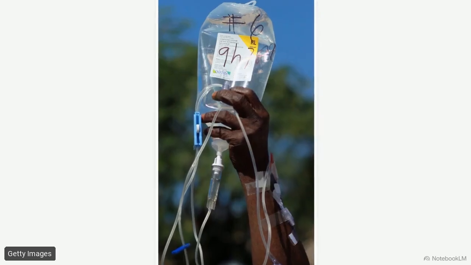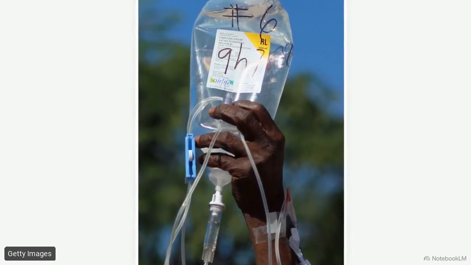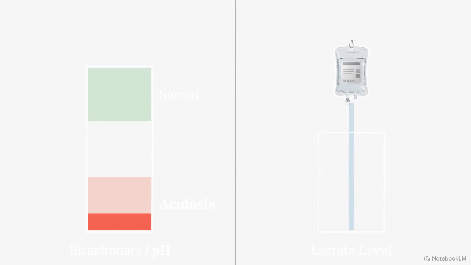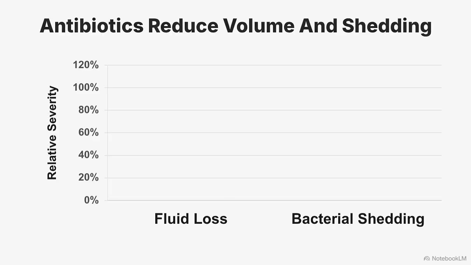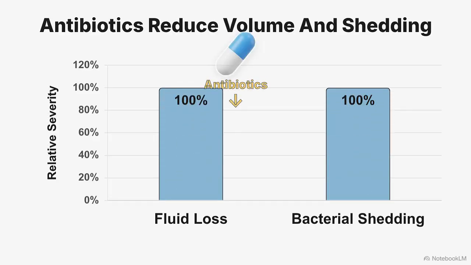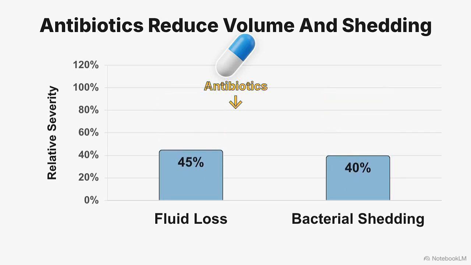This specific IV bag highlights the preferred clinical fluid for severe cholera, Ringer's lactate. It is chosen over normal saline because the lactate component is critical to counter the severe metabolic acidosis caused by the massive loss of bicarbonate. Antibiotics like doxycycline or azithromycin are administered, but their role is strictly adjunctive. They are used exclusively to reduce diarrhea volume and shorten the duration of bacterial shedding. They never replace fluid therapy.